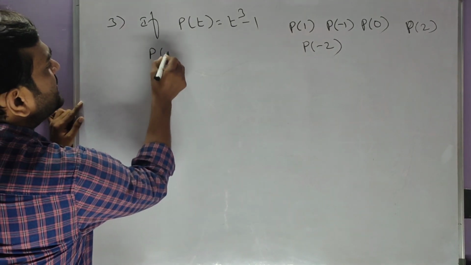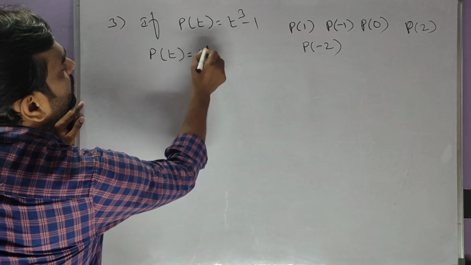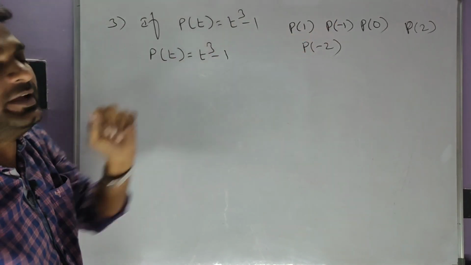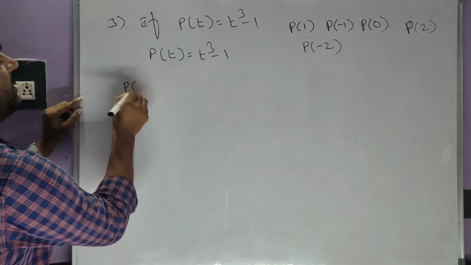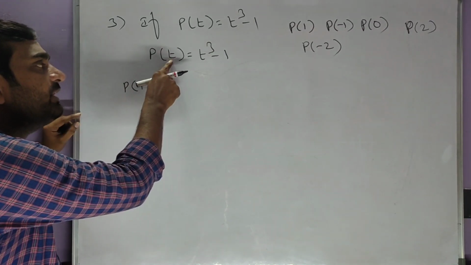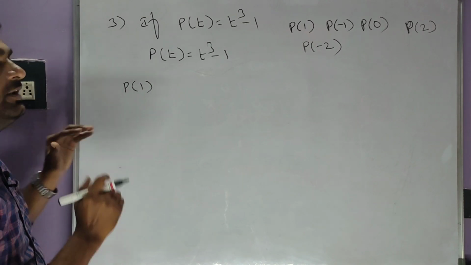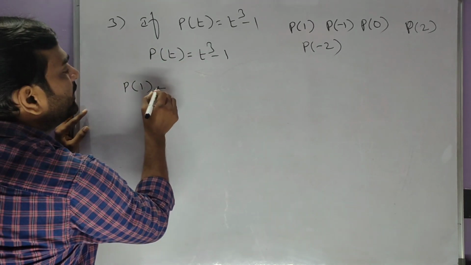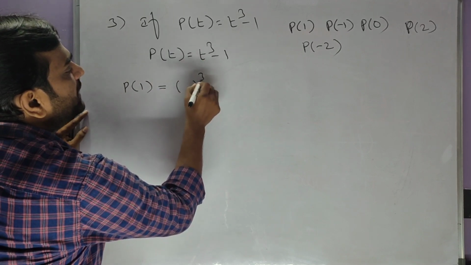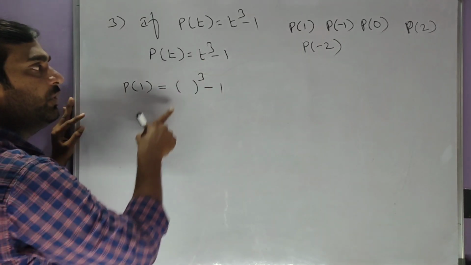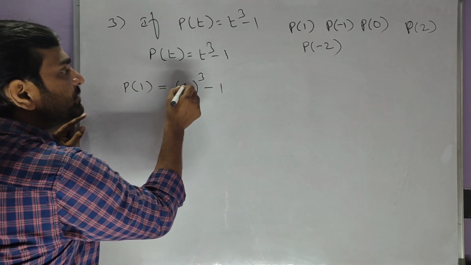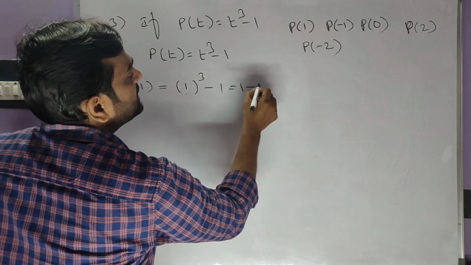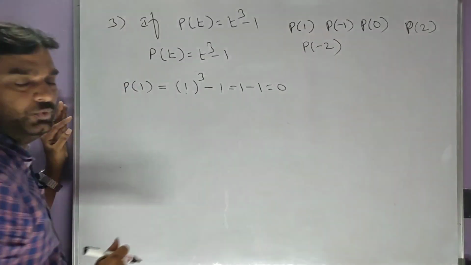The given polynomial is p of t equal to t cube minus 1. We need to find p of 1, p of minus 1. For p of 1, at the place of t we have 1. Wherever you get the t, just substitute 1. T cube, variable cube minus 1. What is t here? 1. So, 1 cube minus 1. 1 cube is 1, minus 1. 1 minus 1 is 0.